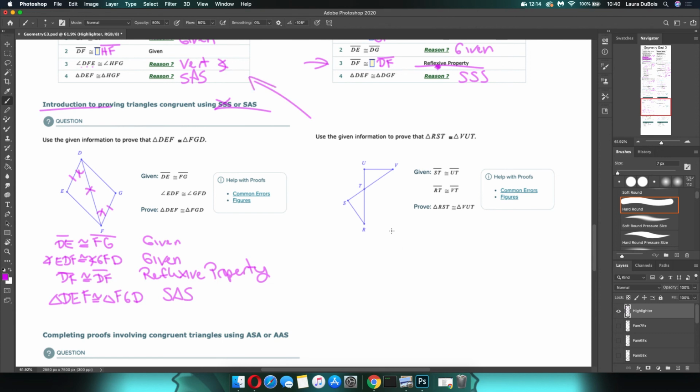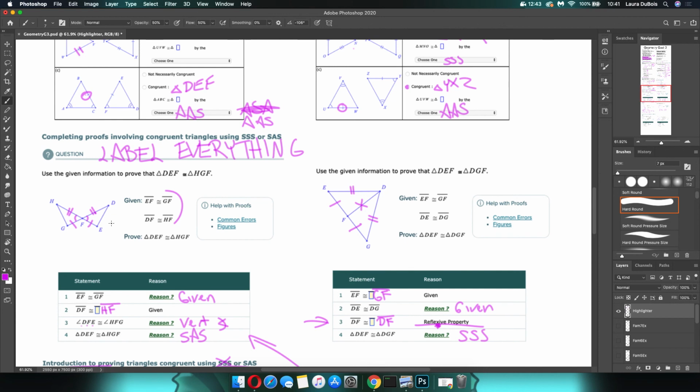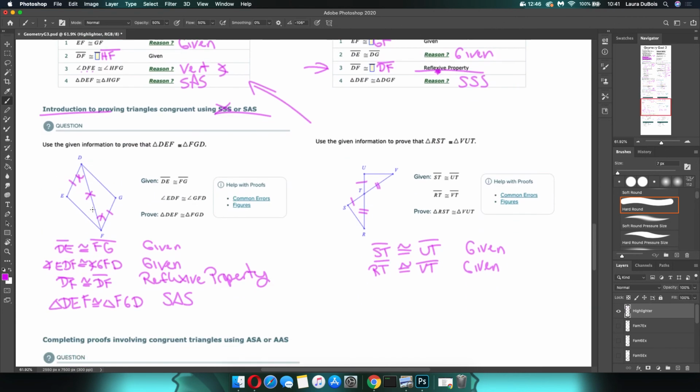So we're going to start with our givens. So we're told that ST is congruent to UT. ST is congruent to UT, and that's given. Next, we are told that RT is congruent to VT. That is given. And which one is that? RT and VT. There we go. Next up, gee, what do we do? It's not like we haven't done this before already a couple of times. So what is it going to be?